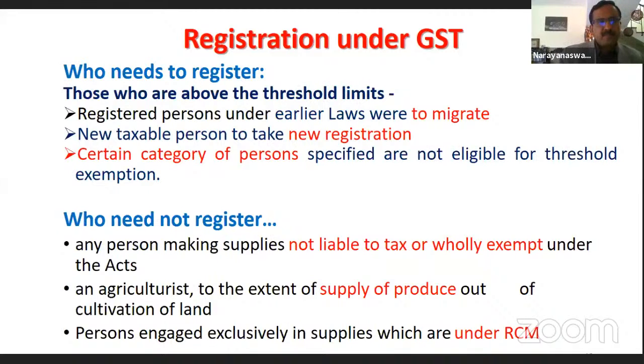But certain category of persons are not eligible for this threshold limit. There are people who are not required to register under the GST if they are dealing only exempted supplies or agriculturists, because whatever certain taxable produces from the farm or the agriculture will be collected under reverse charge mechanism from the trader. And persons who are fully engaged under the reverse charge mechanism, they also need not register because the recipient will be paying the taxes.